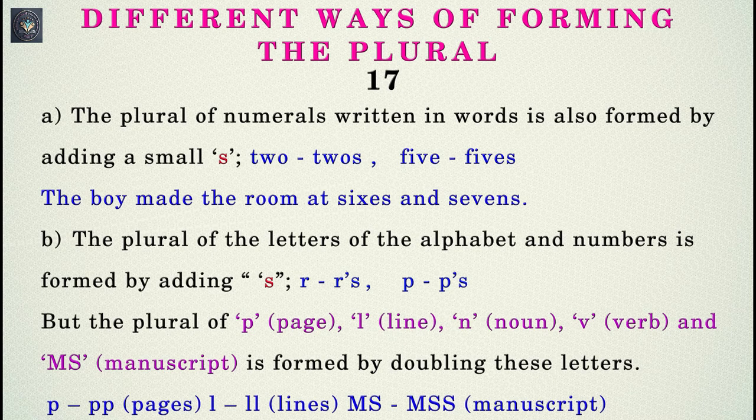Second, the plural of the letters of the alphabet is formed by adding apostrophe s. For example, R, R's, P, P's. But the plural of P when it represents page, L when it represents line, N when it represents noun, V when it represents verb, and MS when it represents manuscript is formed by doubling these letters. Read the examples carefully.